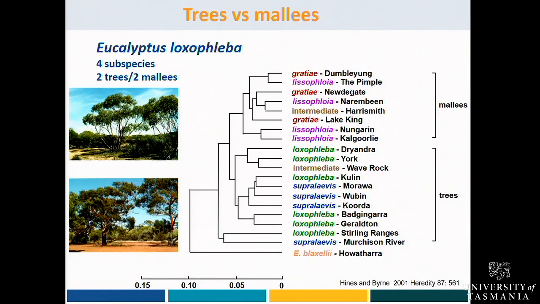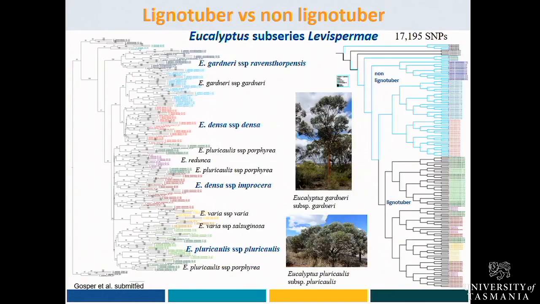And so in a maximum likelihood phylogeny of RFLP data, we've got the mallees clustering together, got the trees clustering together, except for these 2 populations that come out early on. But within the mallees and within the trees, you don't have separation between the 2 subspecies. So it does look like there is some understanding that mallees are related, the trees are related, but not within that.